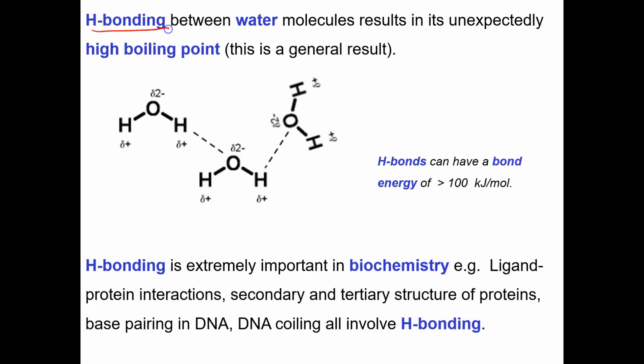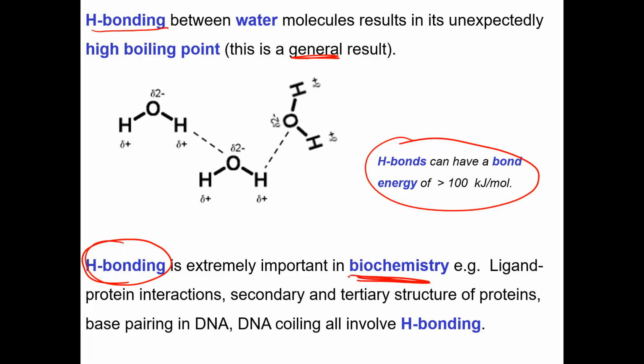Hydrogen bonding in water molecules gives rise to an unusually high boiling point, and that's actually a general result. If you see hydrogen bonding is possible for a molecule, then you expect it to have quite a high boiling point. Hydrogen bonds can actually be almost as strong as covalent bonds and can have a bond energy of more than 100 kilojoules per mole. So why do we call them out specifically and give this particular class of dipole-dipole interactions its own name? The main reason is because these interactions are really important in biochemistry.